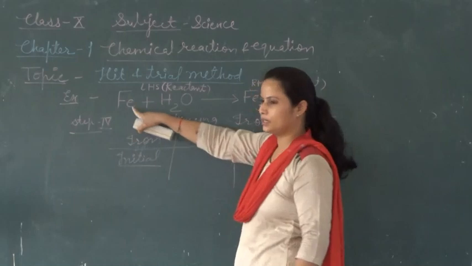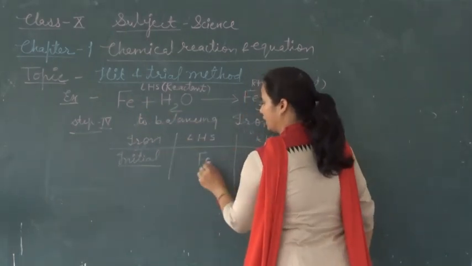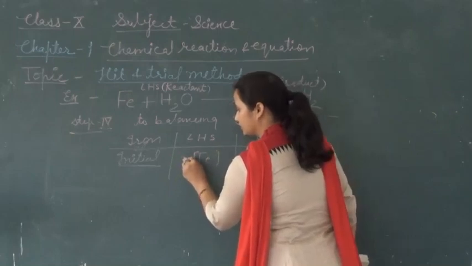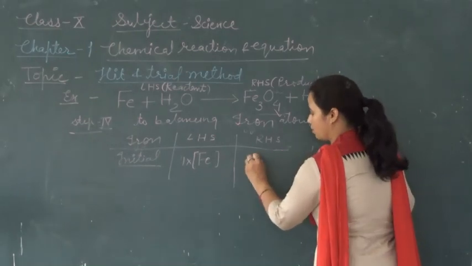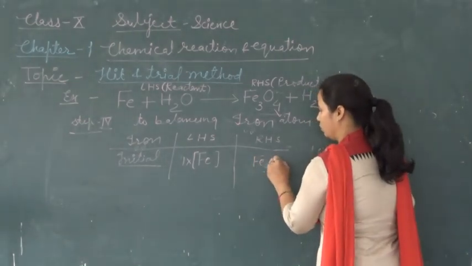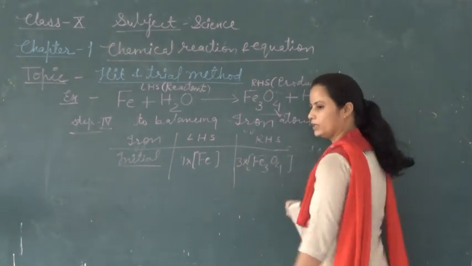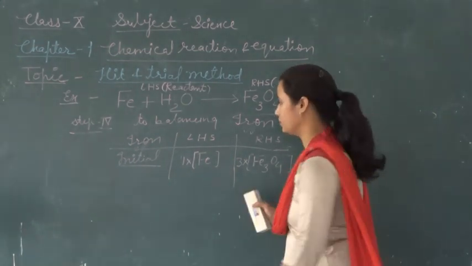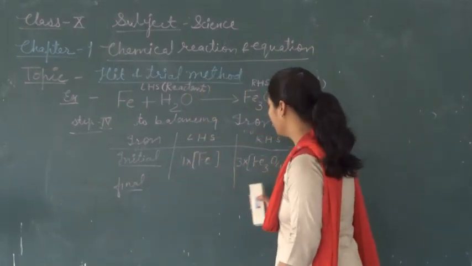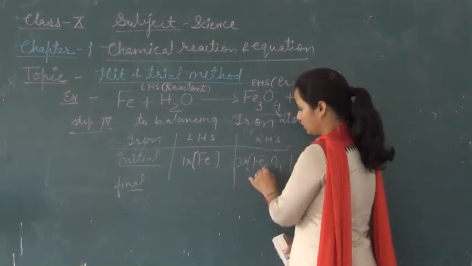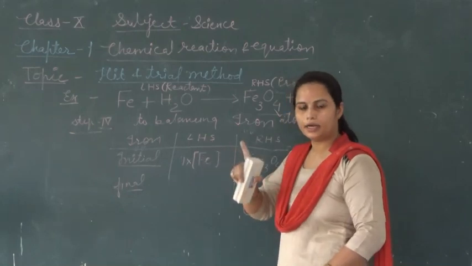At the left hand side, iron is present as an atom, and it is only 1. At the right hand side, the iron is present in compound form, Fe3O4, and the number of iron atoms is 3. Now let me balance it, means at the final position, how many atoms of iron? The number of iron atoms is 3, and at the left hand side the number of iron atoms is 1.